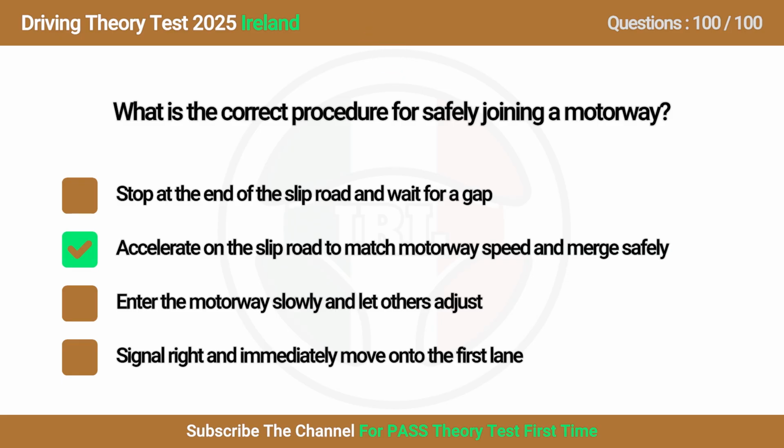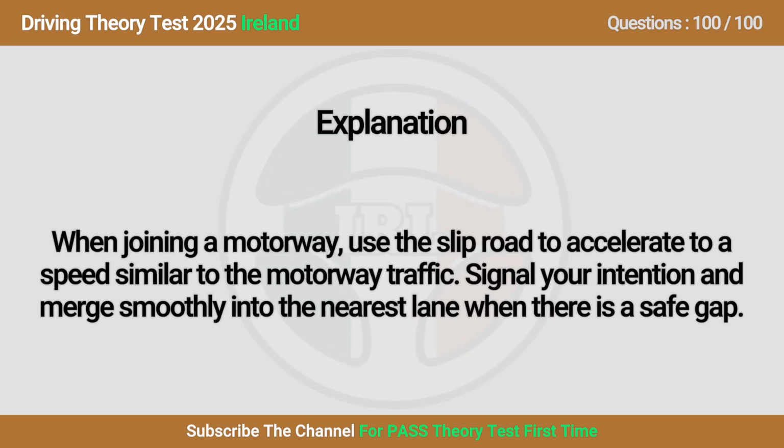Answer is B. Accelerate on the slip road to match motorway speed and merge safely. When joining a motorway, use the slip road to accelerate to a speed similar to the motorway traffic. Signal your intention and merge smoothly into the nearest lane when there is a safe gap.